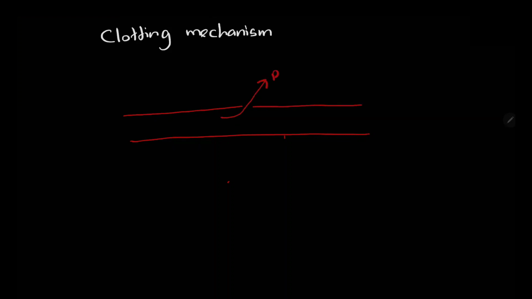In this video, let's discuss the clotting mechanism of blood. When there is damage to a blood vessel, our body has a special ability to stop the bleeding via blood clot formation. This process is called haemostasis. Haemostasis is a very vital function.